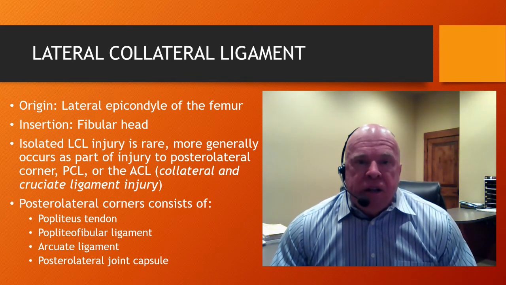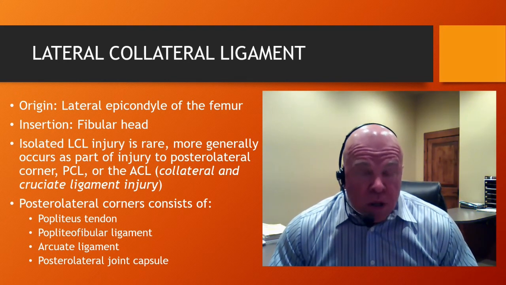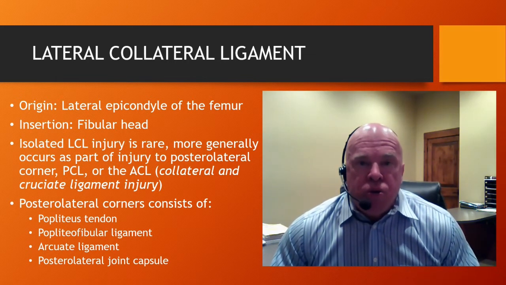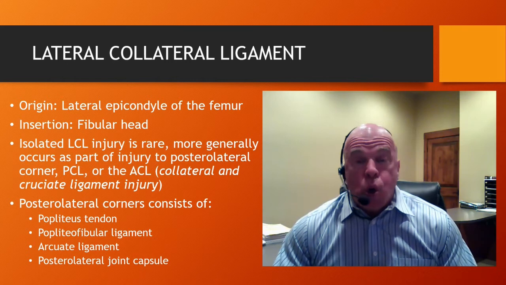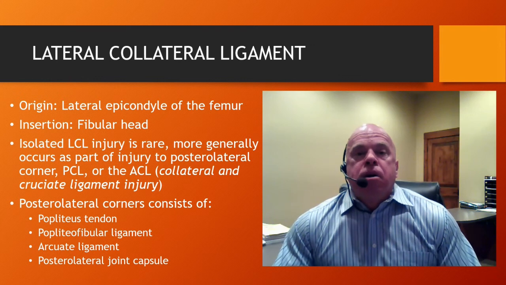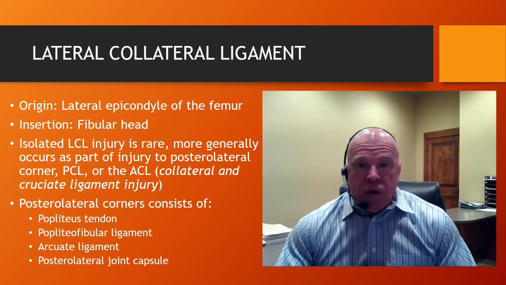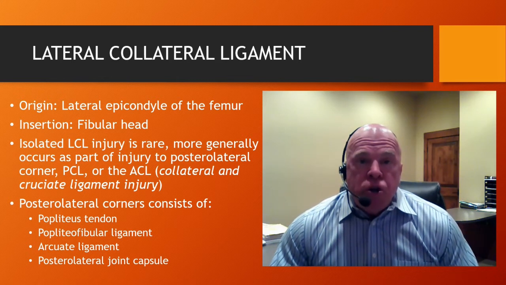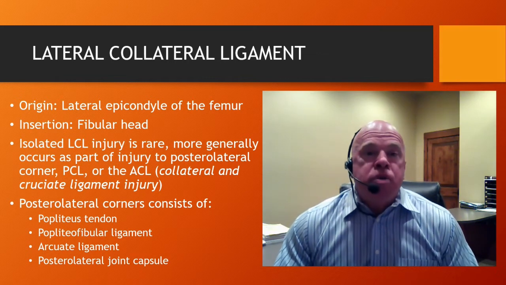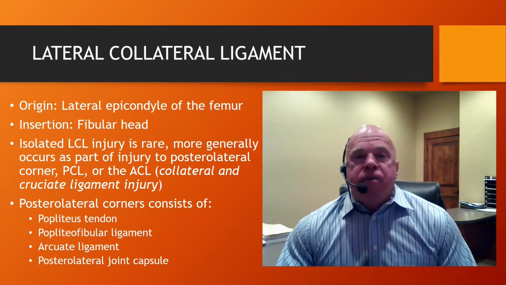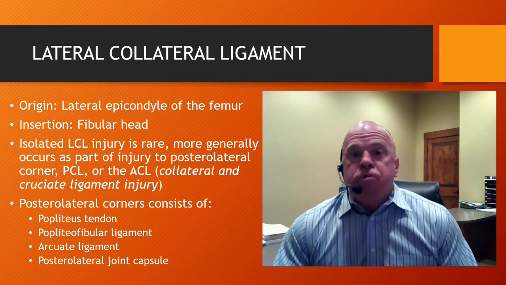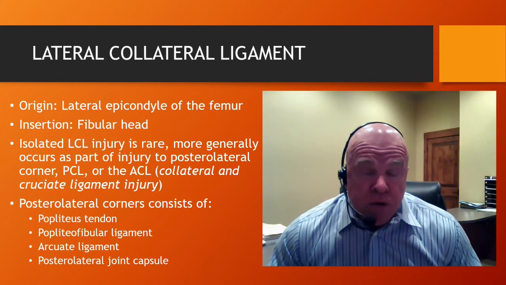Now, isolated lateral collateral ligament injury is rare. It more generally occurs as part of an injury to what's referred to as the posterolateral corner. And the lateral collateral ligament forms one layer of 3 layers of the posterolateral corner. So injury to the lateral collateral ligament generally includes injury to one or more of the other components of the posterolateral corner, and may also involve injury to the anterior cruciate ligament and also the posterior cruciate ligament.